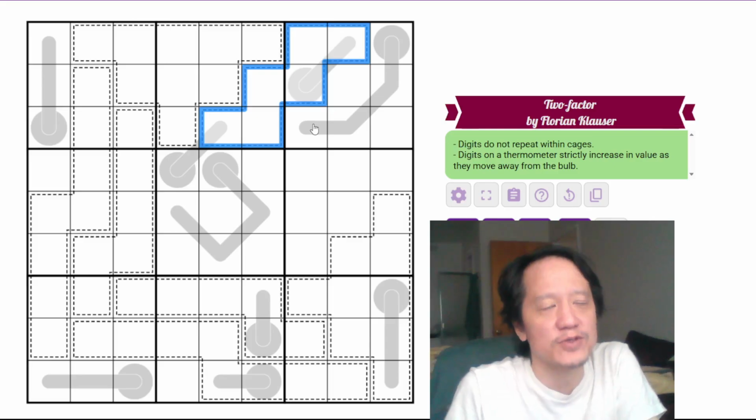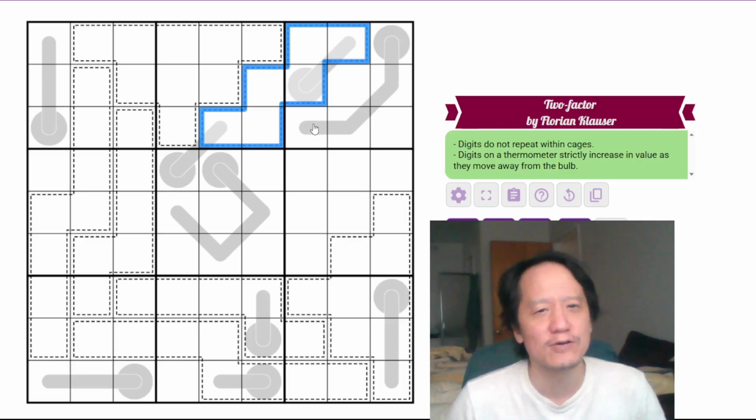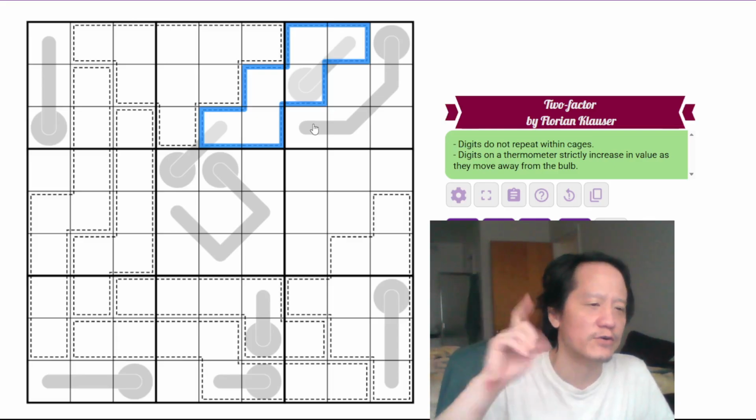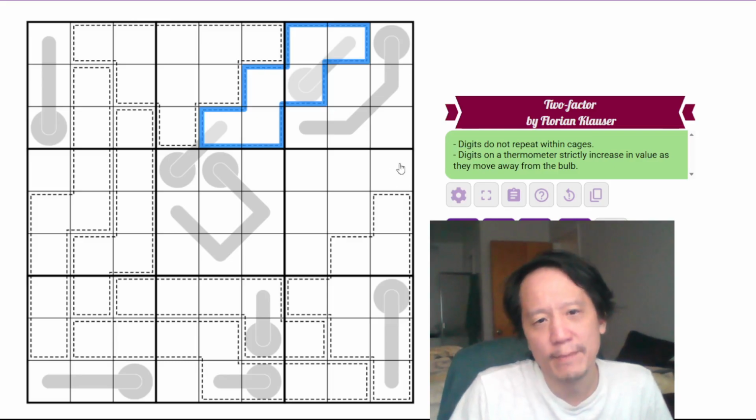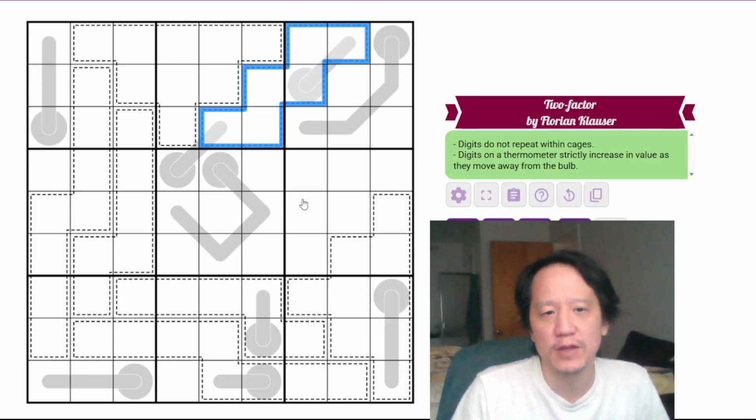I've always thought about this. Like if I were going to set puzzles, particularly killer Sudoku puzzles, I was going to use that aspect of there are no repeats. But yeah, so that's why I was kind of intrigued by this puzzle here.